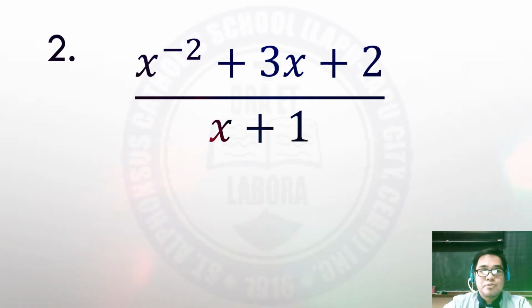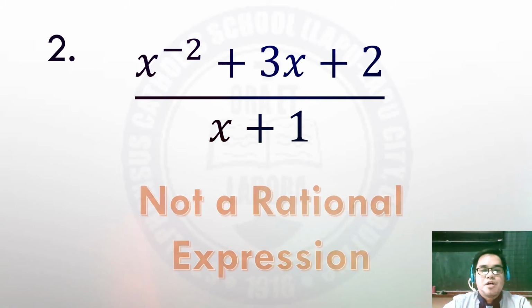For number 2, is this a rational expression? Okay, no, this is not a rational expression because the numerator has a variable which has a negative exponent, that is x raised to negative 2, and that makes it not a polynomial. If the numerator is not a polynomial, then the given expression is not a rational expression.